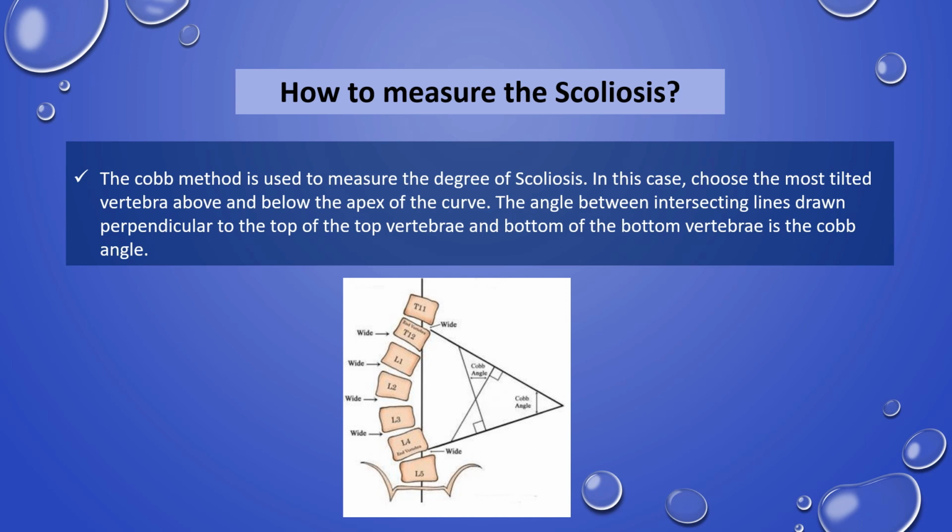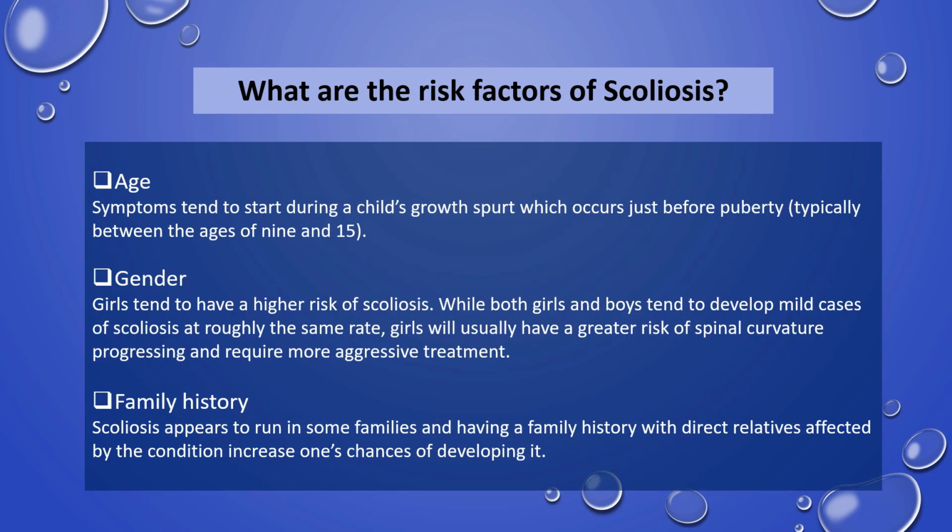How to measure the scoliosis? The Cobb method is used to measure the degree of scoliosis. In this case, choose the most tilted vertebra above and below the apex of the curve. The angle between intersecting lines drawn perpendicular to the top of the top vertebra and bottom of the bottom vertebra is the Cobb angle.